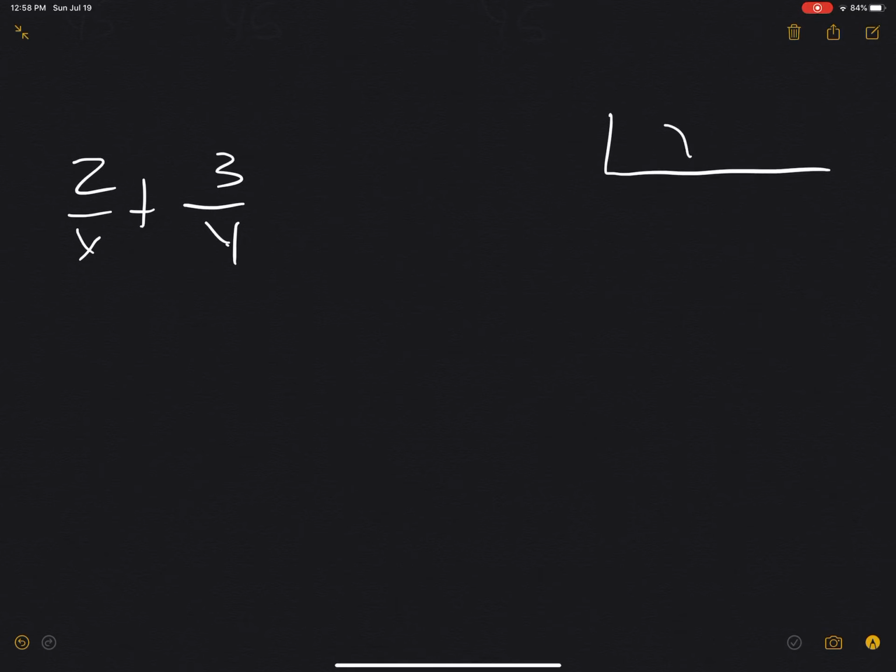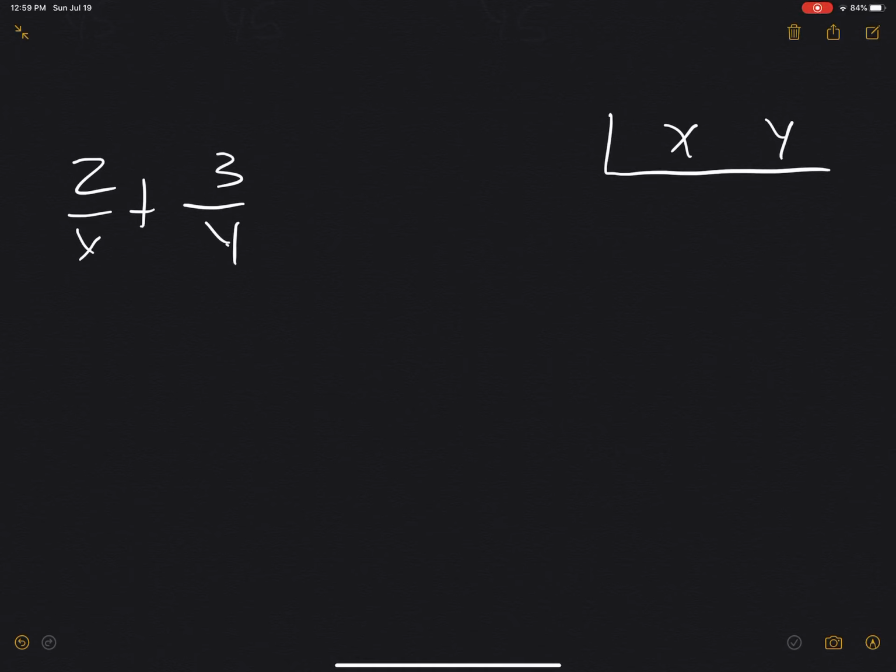Now let's add some variables. Let's try 2 over x plus 3 over y. And again, feel free to pause the video and try this yourself. So, this time I have variables in the denominators, which is a little scary, but I'm just going to follow the same exact rules. I'll throw x and y into the division box and say, what do they have in common?